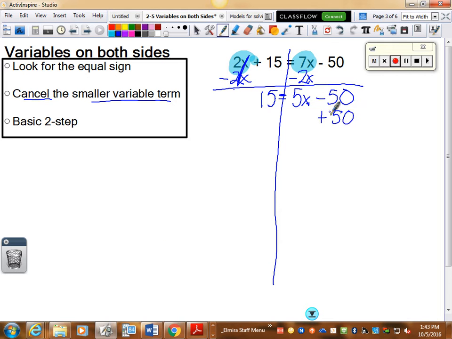Add 50 to both sides. So the 50s cancel. So it's a two-step from here. Divide by 5, divide by 5, and x is 13.